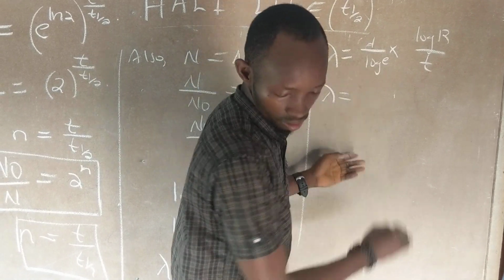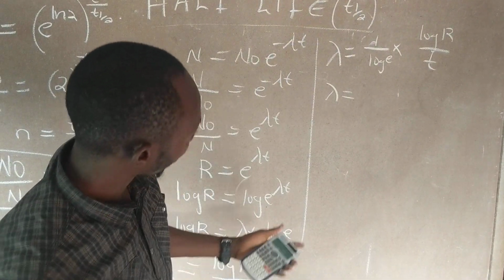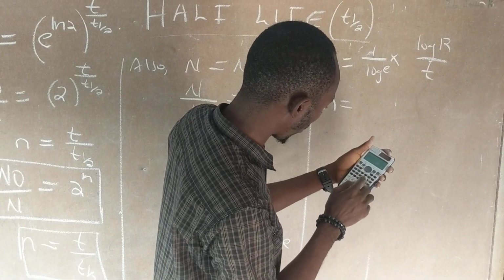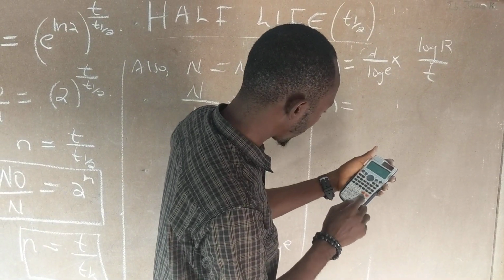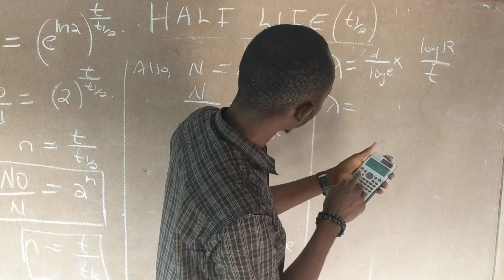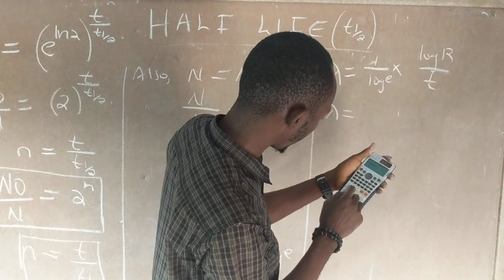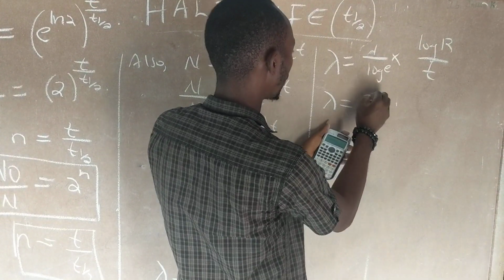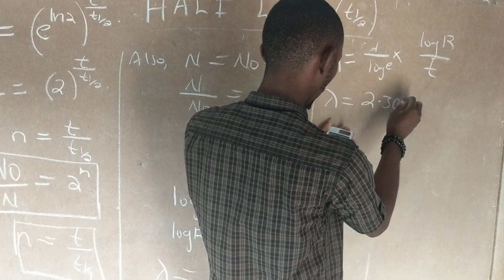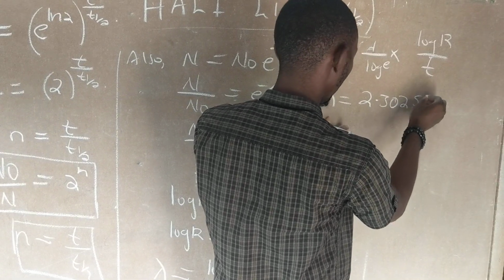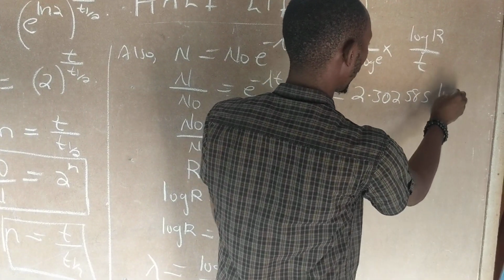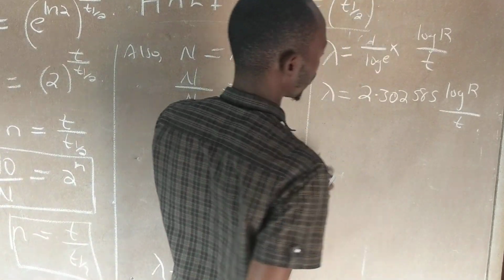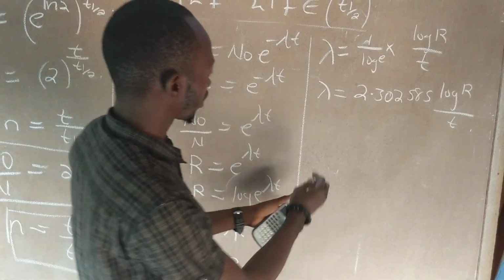So the decay constant now. What is the value of 1 divided by log e, that is 1 divided by log of the exponential e raised to the power 1? So we have the value to be 2.302585. Let me stop there. Log R all over t. You see? This is another formula I want you to capture in a simple form.